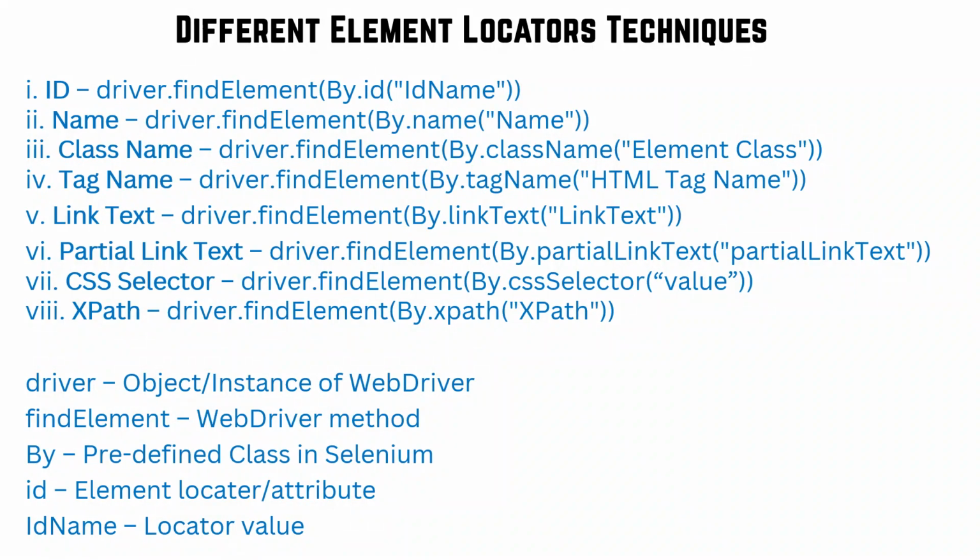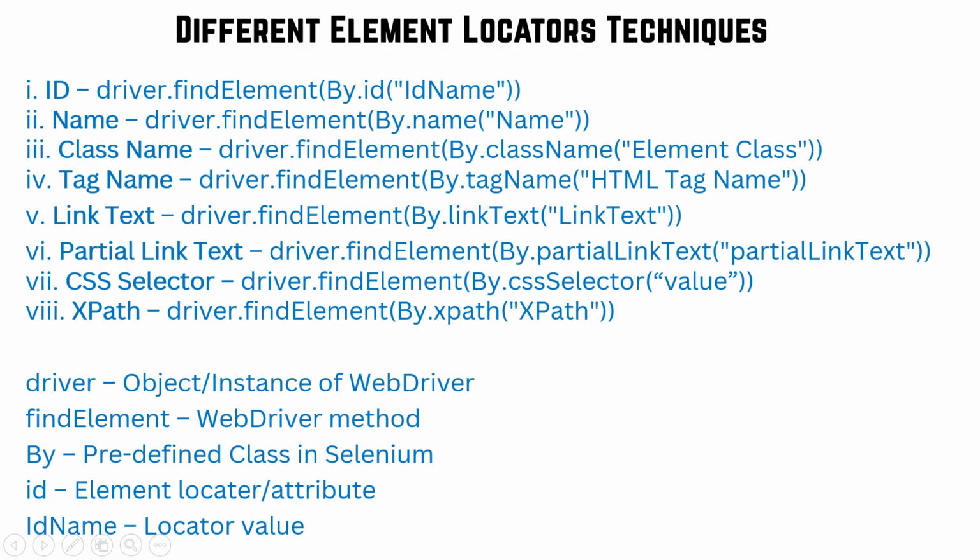driver.findElement is the method. Then here you need to pass the argument By dot element locator and the corresponding value. But you can only use whatever is available here. Otherwise, you need to create your XPath or CSS manually. What is driver? It is an object or instance of the WebDriver. findElement is the method name. By is the predefined class in Selenium. ID is the element locator or attribute, and this is the value.